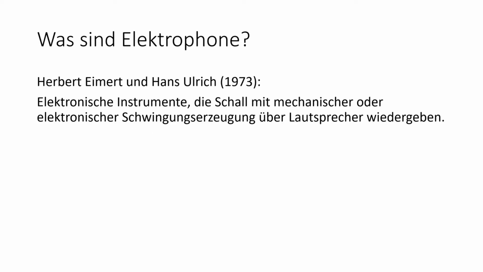But then we have a bit of a newer definition by Herbert Eimert and Hans Ulrich, who said that electrophones are electronic instruments whose tone can be mechanically or electronically produced, but it has to exit through a loudspeaker. So the loudspeaker is actually the central part. That's how they defined it in their book Das Lexikon der elektronischen Musik, or in English, the Lexicon of Electronic Music.